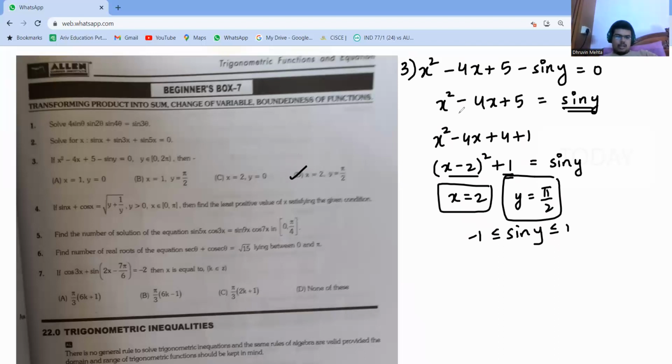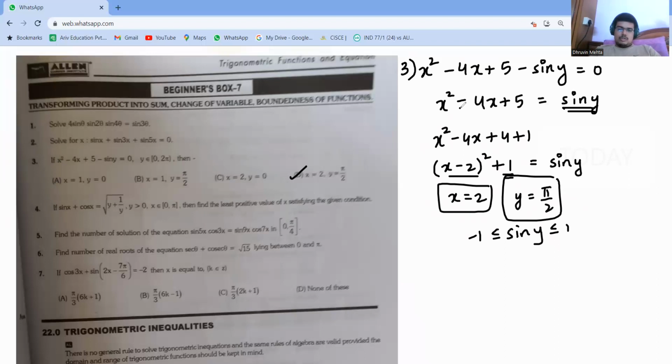Okay, the rest seem similar. Let's take one more sum. Let us take the sixth one. So we have to find the number of real roots of this equation. Sec theta plus cosec theta equal to root 15.